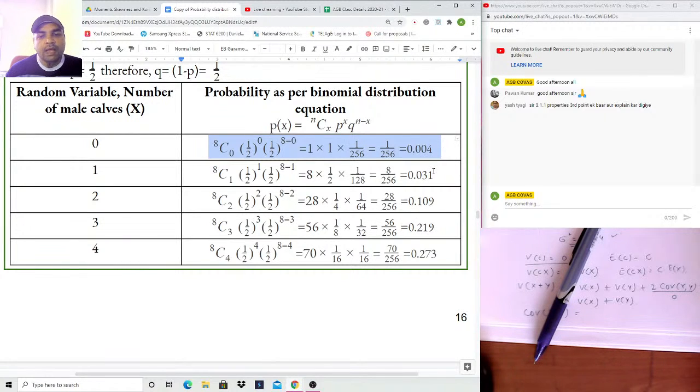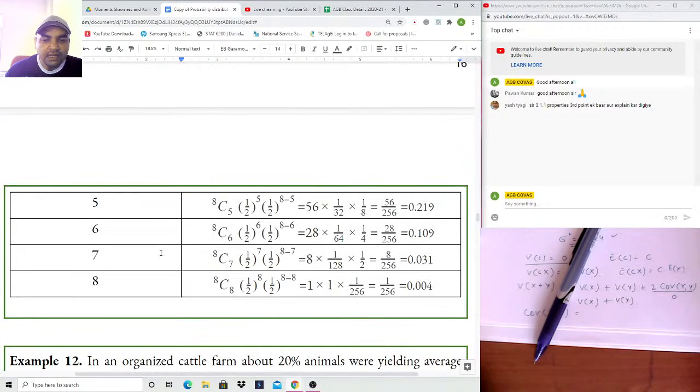Okay, and these are the probabilities associated with these numbers. That is, the probability of getting none of them male, all of them female, will be 0.004. Okay, the probability of getting one of them male is 0.031. Then the probability of getting two of them male is 0.019. So what I have done here is that the total is 8, and out of that 0, then 1 by 2 power 0, 1 by 2 power 8 minus 0. So similarly I have calculated here. So these are the values for the 8 calvings.